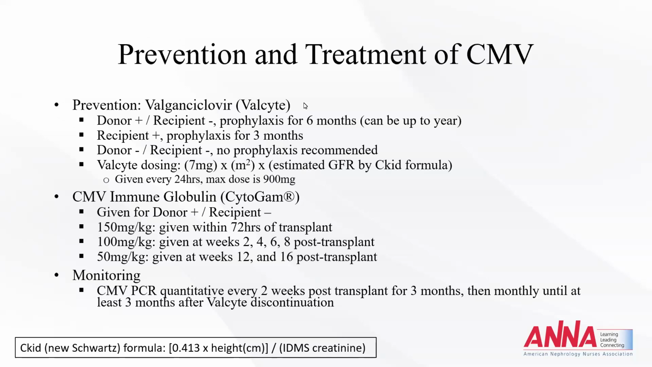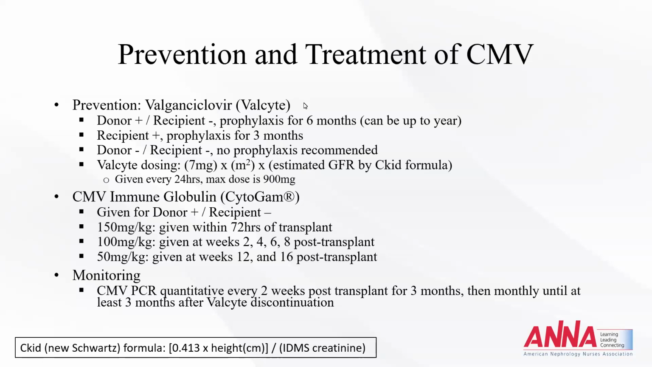Valcyte dosing is pretty standard at 7 milligrams per meter squared times our estimated GFR. This is by the CKiD formula. Down below here, I put in the formula in case you need it for clinical practice. So that's the formula you're going to use to calculate that GFR when you're doing the Valcyte dosing.